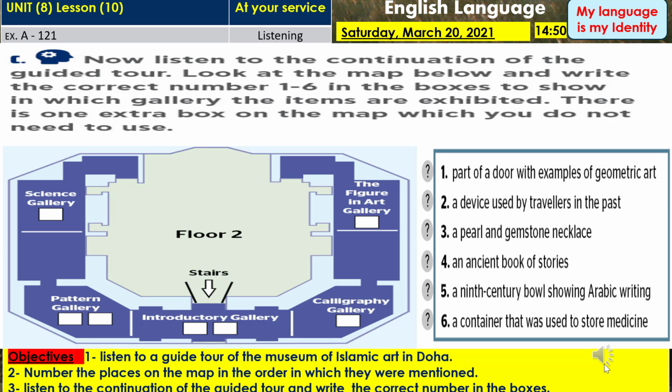This here is part of a wooden door. It originally came from a mosque. As you can see, it's decorated with a particularly complex geometric pattern. Over here, this jar you see is an albarello. Jars like this came from the Middle East and were used by apothecaries, that is, the pharmacists of the past, to store their goods. Continuing round, we find ourselves in the Science Gallery.